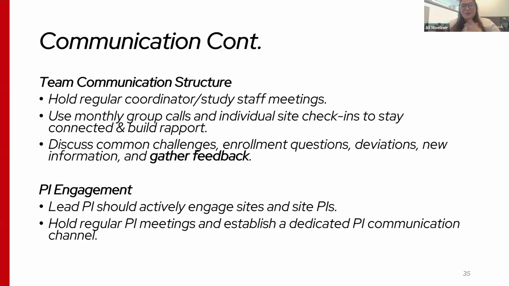But these connections are really your chance to build rapport with the study teams. You're not going to see them that much, but if you can use this face-to-face or Zoom time to really build that rapport, you're going to be able to communicate better with them. They're going to come to you with potential issues quicker. So I just can't stress enough how important these regular meetings are with study teams and site team members.